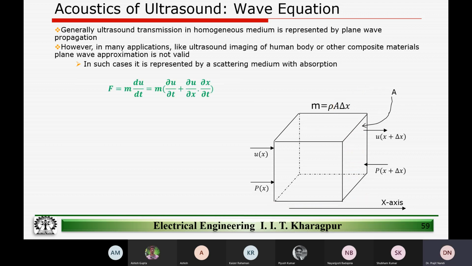So now, what is the force associated with this piece of fluid? We know from Newton's law that force is mass times acceleration, which is m multiplied by du/dt, right? And u itself, what we have done, is a function of x. So we have broken this du/dt into two components, a time varying component and a component varying with x, right? Any problems with that?